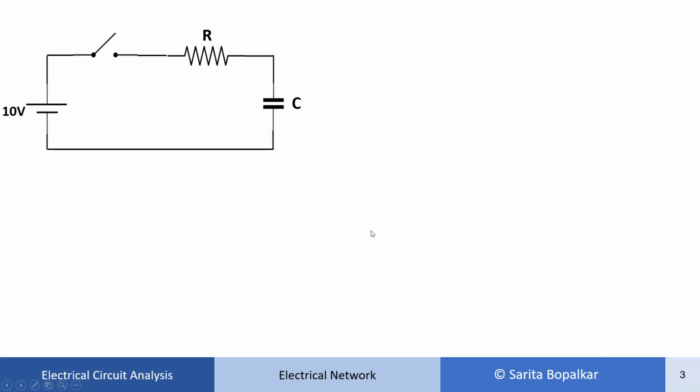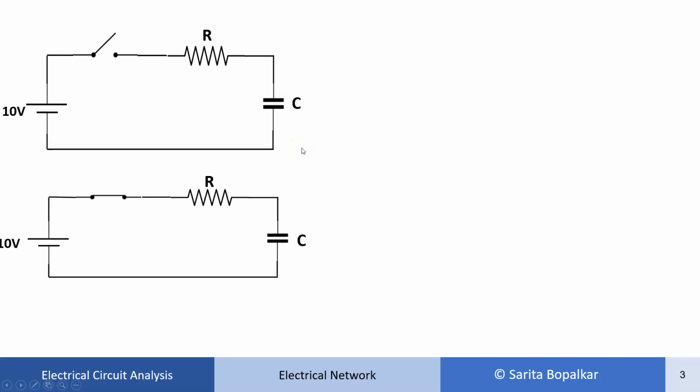Now this is the RC circuit. Here the switch is open, which means this 10 volt supply is not connected to the RC circuit. The capacitor is an energy storing element. Now we'll close this switch. It indicates that this 10 volt supply is applied to the RC circuit. For an energy storing element like a capacitor or inductor, the voltage across the capacitor cannot change instantaneously. It changes gradually. It will take some time to reach the final steady state.